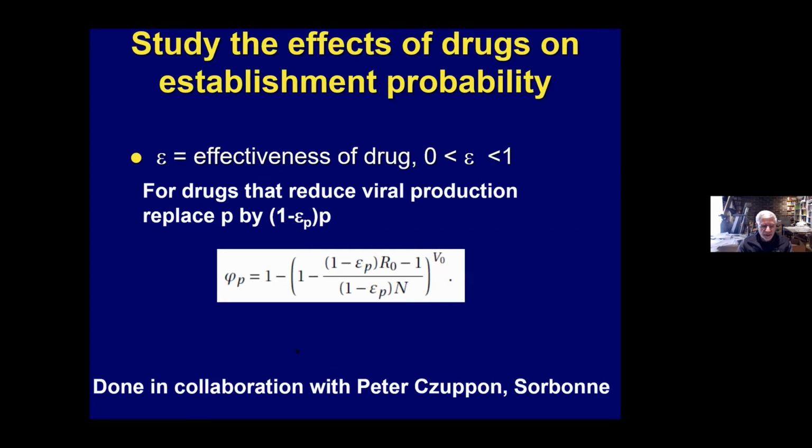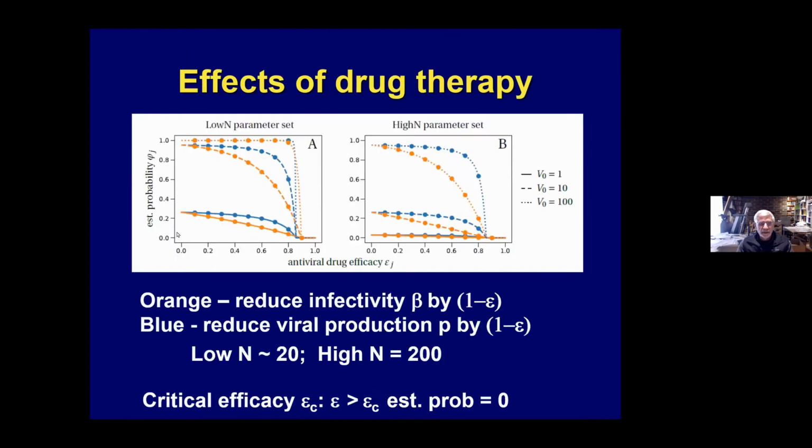Then there's work done by a group, mostly done by a French postdoc who was in collaboration with Jeremy Gage, Peter Cousin at the Sorbonne, and we studied both analytically and then by stochastic simulations, in case the target cell being constant was, just to check it. And what you find is that there is what we call a critical efficacy. If the drug efficacy is greater than some value, then the establishment probability goes to 0.